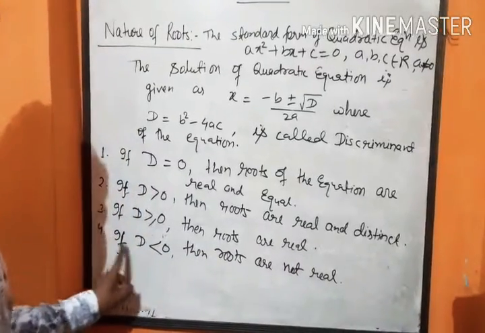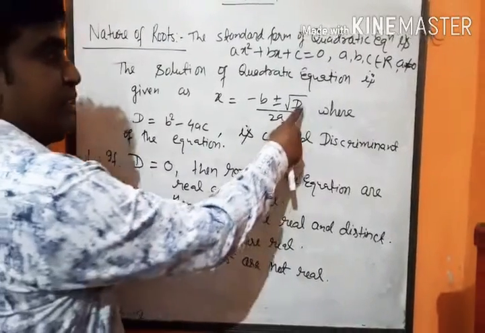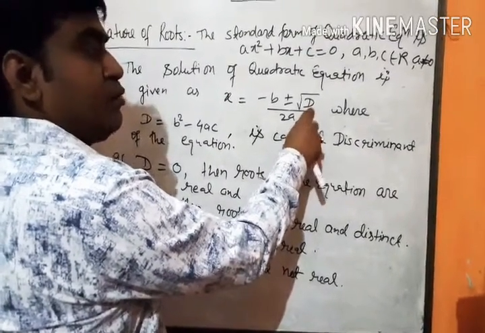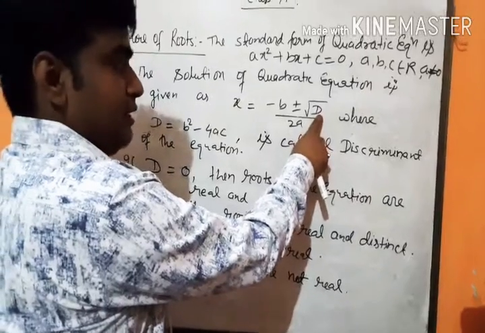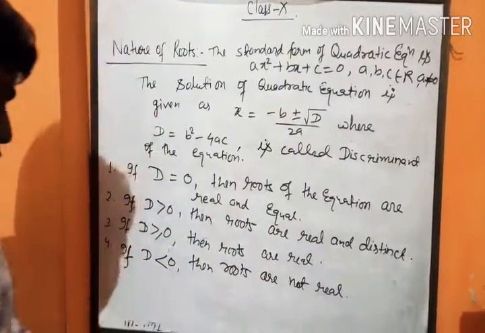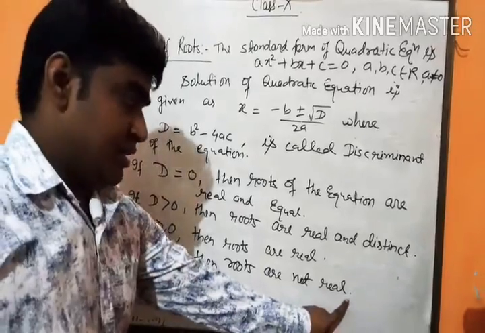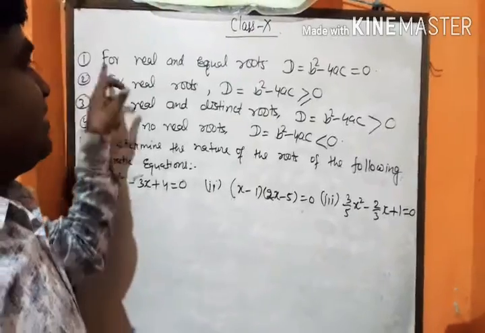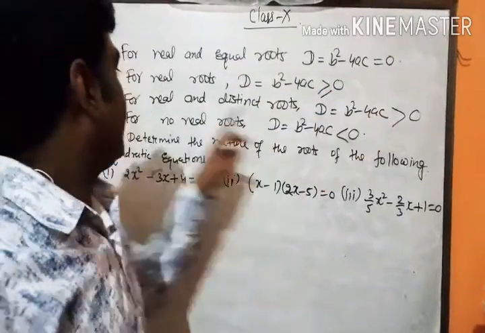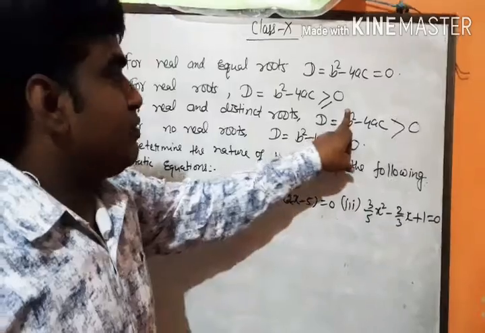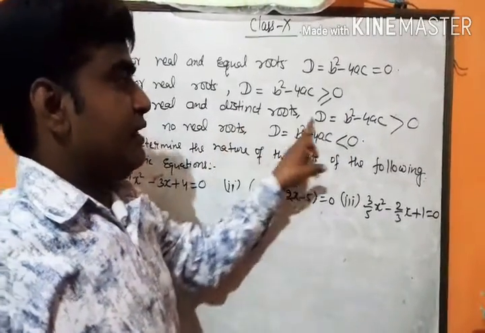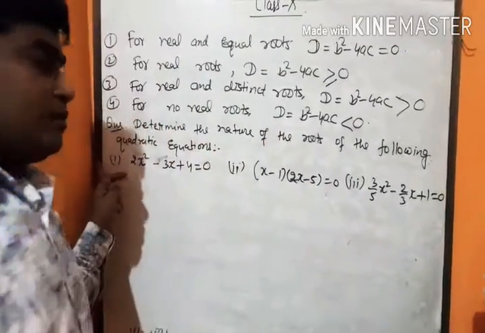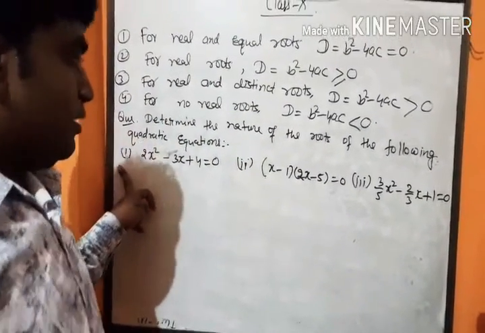Now fourth condition, if d less than 0, whenever d is less than 0, it means that d is a negative number, and we know that square root of a negative number is not a real number, it is an imaginary number. So the roots are not real, they are imaginary. Now in short, we can say that for real and equal roots d equal to 0, for real roots d greater than or equal to 0, for real and distinct roots d greater than 0, and for no real roots d less than 0.